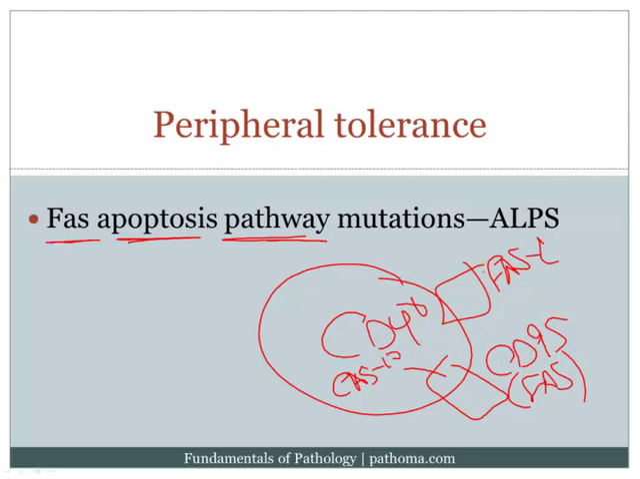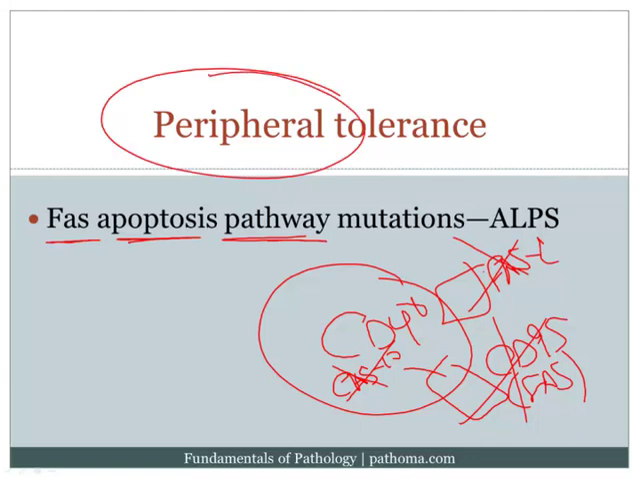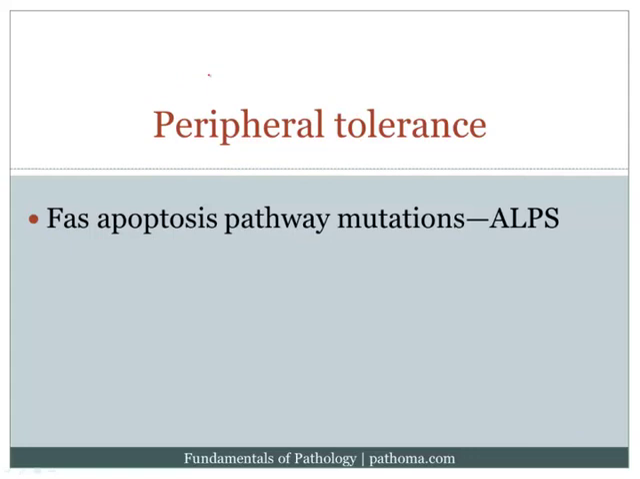So imagine if a patient has a mutation such that they lose FAS, or more rarely, they lose FAS ligand or caspase 10. They would no longer be able to undergo this apoptotic pathway in the periphery, and therefore that would allow for the survival of some self-reactive lymphocytes. And so in this particular disorder that we're discussing, there are mutations in the FAS apoptosis pathway. Again, the more common mutation is in FAS itself, but it can also occur in FAS ligand or caspase 10, and that results in something called autoimmune lymphoproliferative syndrome.